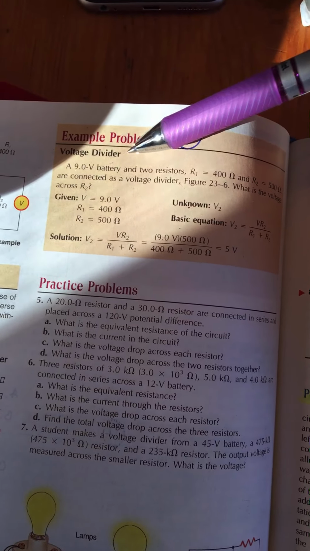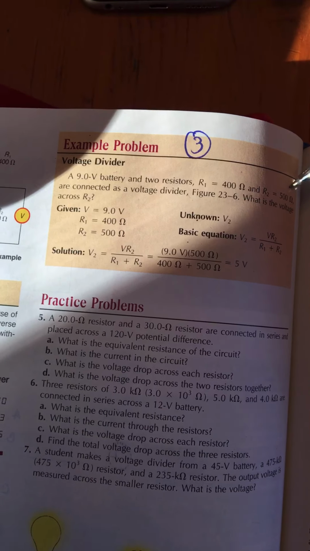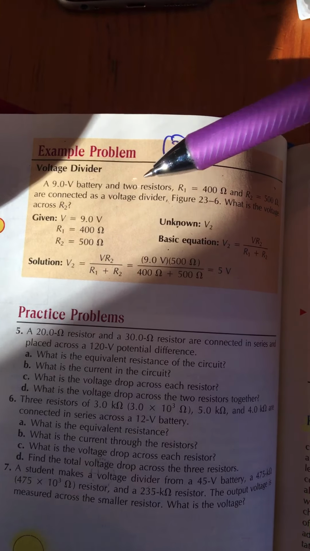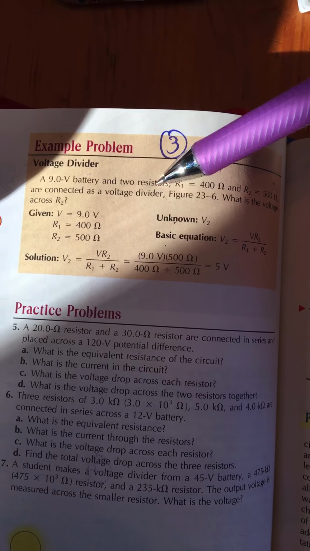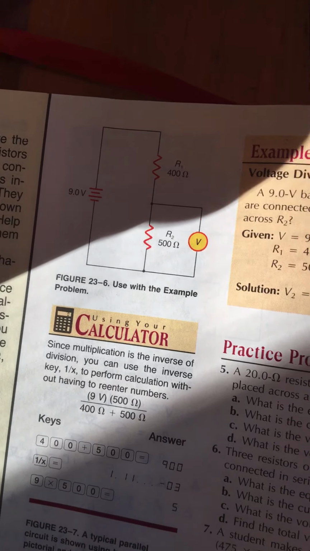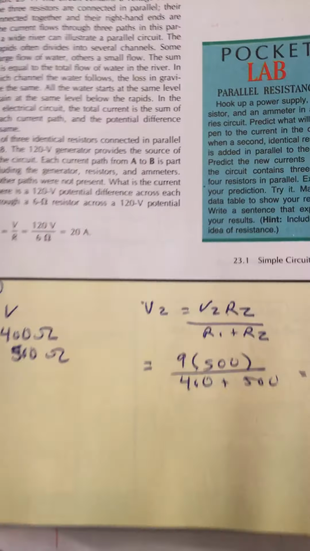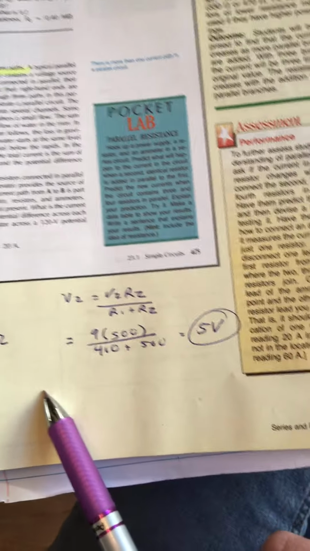A 9-volt battery and 2 resistors, one at 400 ohms and the other one at 500 ohms, are connected as a voltage divider. What is the voltage across R2? So there's our little situation. Oh, it's hard to see there in the shadow. There's our little situation. And now this is how we're going to do the math.